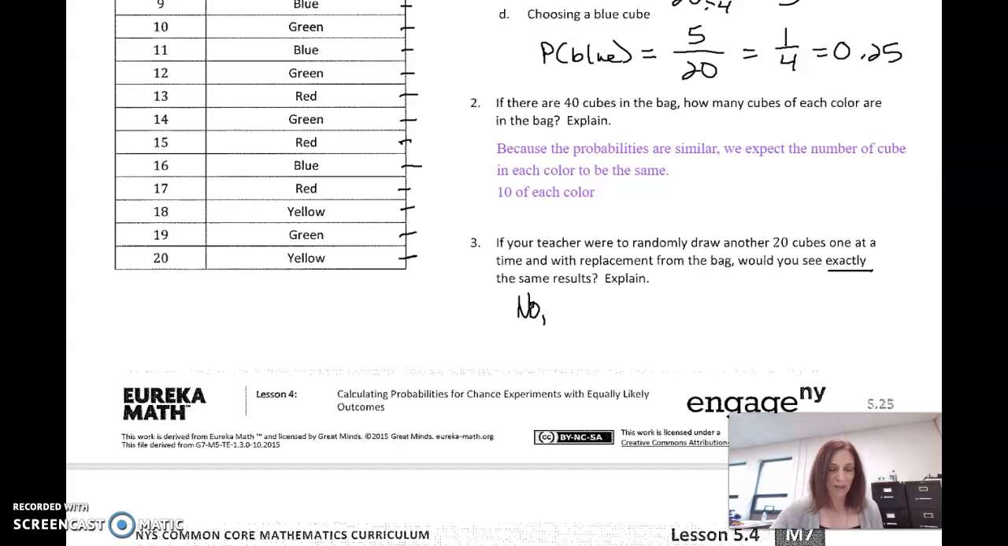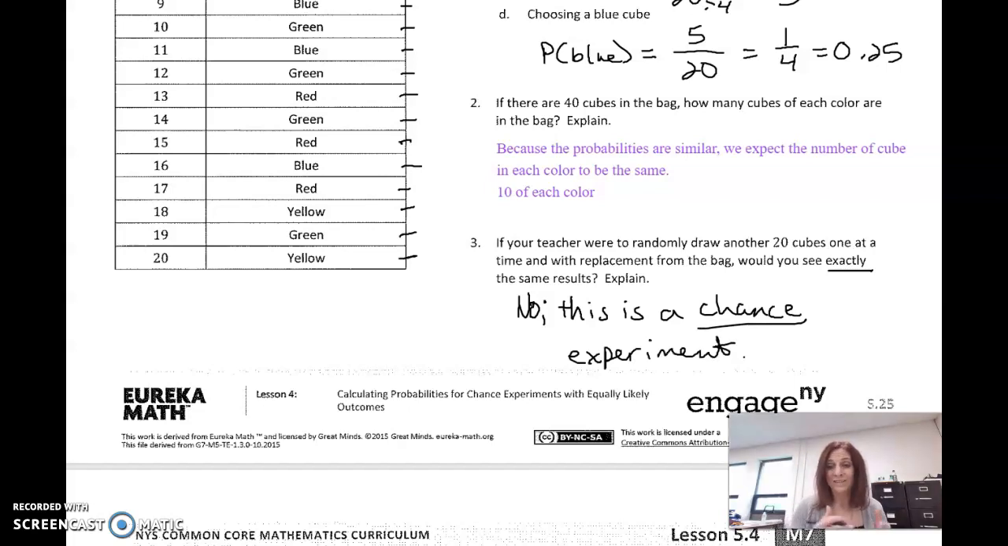And the reason is this is a chance experiment. This is not coming out perfect every single time. We literally could pull 10 reds out, okay? We're doing this by just randomly putting our hand in and dealing with what we come out with.